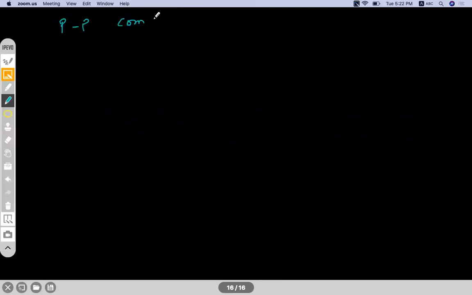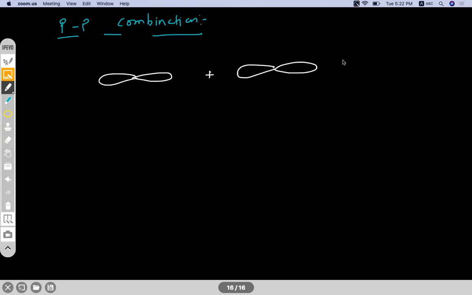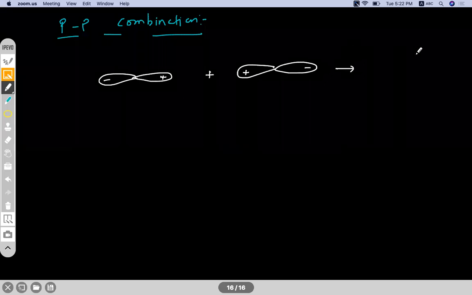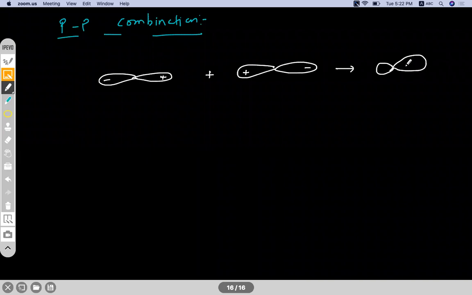If you have a PP combination, they have asked one question on it that I have seen. That's why I'm giving it to you. You just need to know the shape here. Three possibilities we have, because we have three orbitals here. This combines with this, plus combines with plus, and it gives the bonding molecular orbital, which is this. Minus, minus, plus, and this is BMO along the internuclear axis, sigma BMO, bonding molecular orbital.